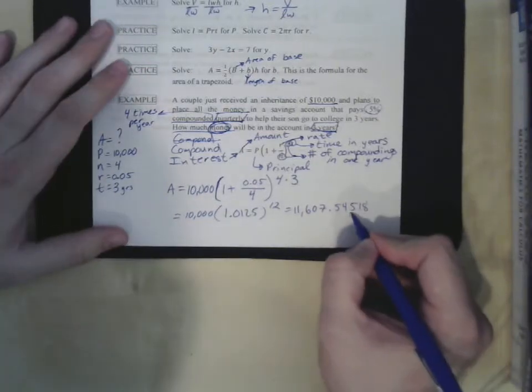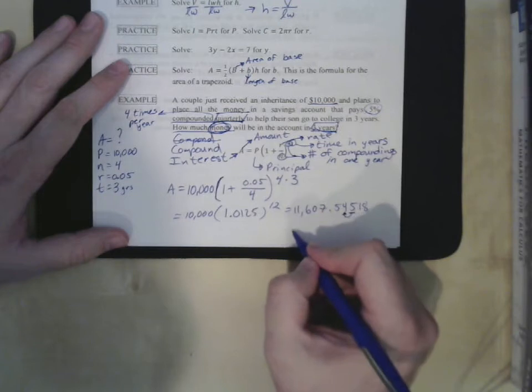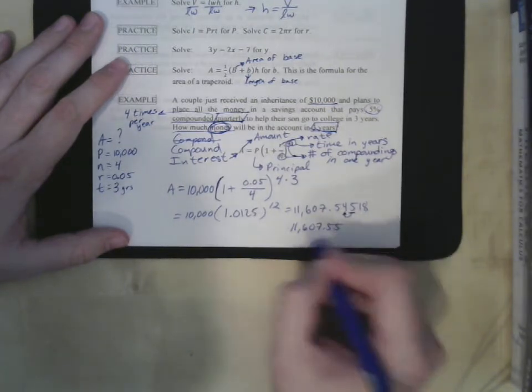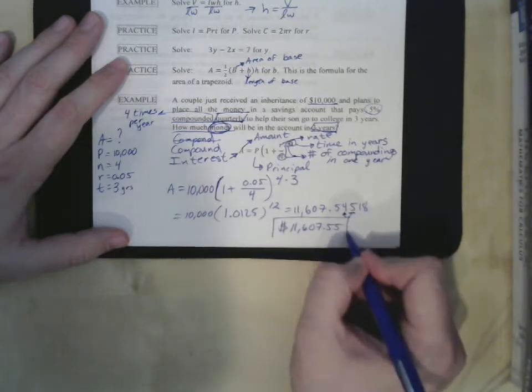So that means I'm going to look at this. It's 5 or bigger, so I'm going to round up. So that means $11,607.55 is our final answer. So money, you always round to 2 decimal places because that's all we do. When we think of cents, you don't think about thousandths of cents. You would never say, I have 54.5 cents, because we don't go lower than a 1 cent piece.